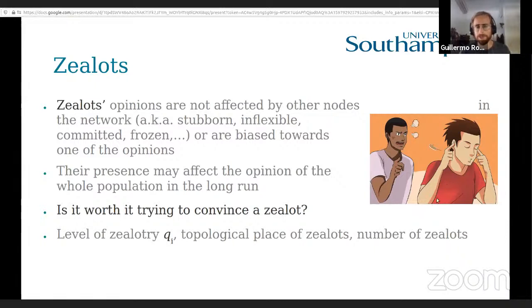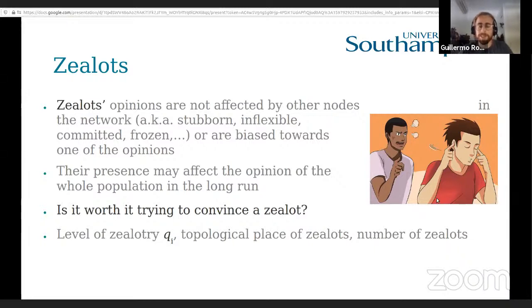So zealots have also been studied for already quite a few years, and they are very relevant because it was found in simulations and models that even with very few zealots in a population, their opinion may take over the whole population, even if the population previously had the opposite opinion. So their role is very important. And in this sense, we are looking at influence maximization with zealots.